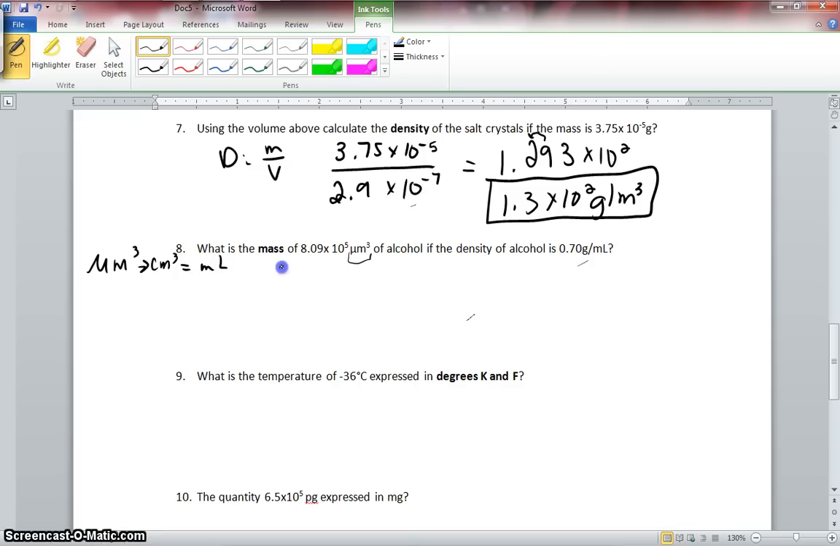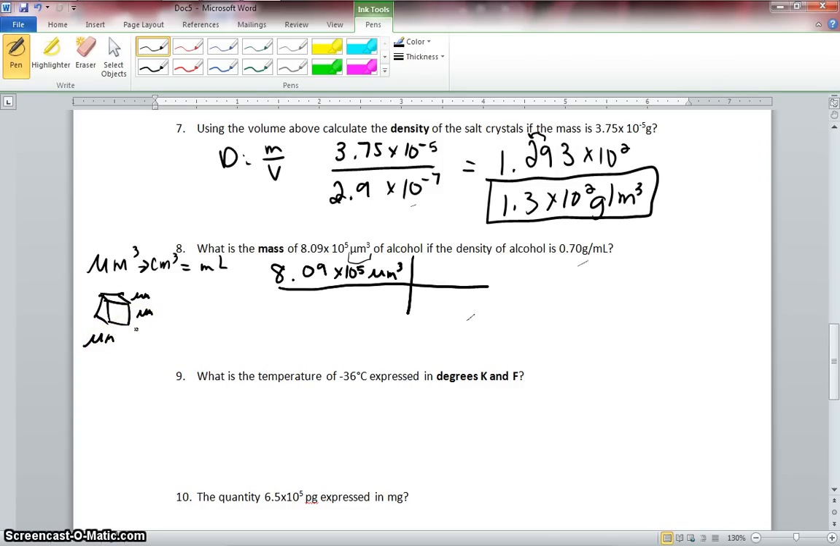So if we have 8.09 times 10 to the fifth micrometers cubed, we know that since this is a volume, think of a box. We have micrometer, micrometer, micrometer here. Micrometer times micrometer times micrometer, so that's why it's cubed. So when we're converting, we have to think of it that we have 3 of them as well.